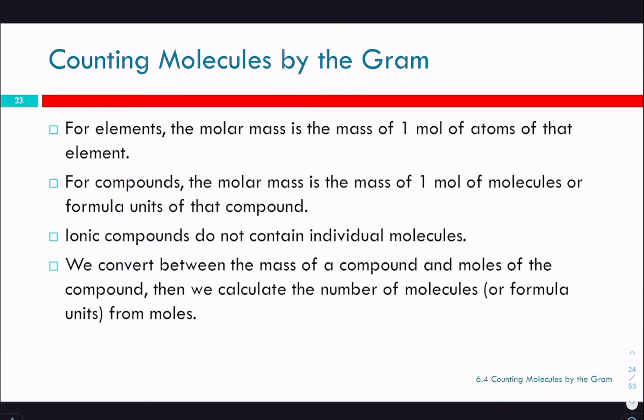So, there's part of this that gets kind of technical. For elements, the molar mass is the mass of 1 mole of atoms of that element, right? We covered that. Those are the ones on the periodic table. For compounds, the molar mass is the mass of 1 mole of molecules or formula units, right? Because it's sugar or salt. Sodium chloride is a formula unit. It actually forms more like a grid, and the simplest piece of that grid is NaCl.